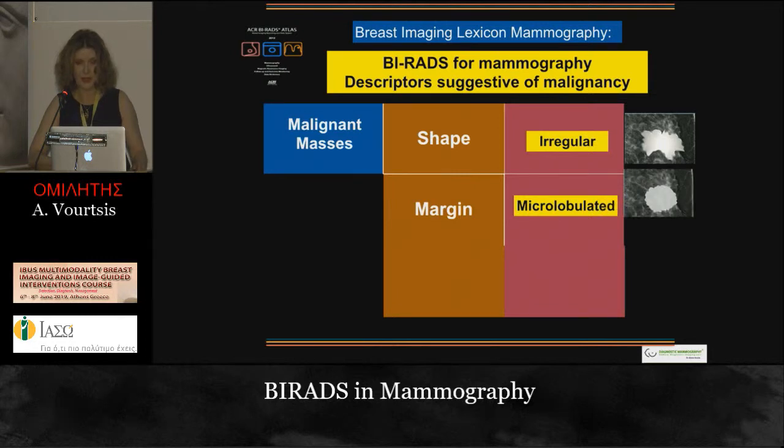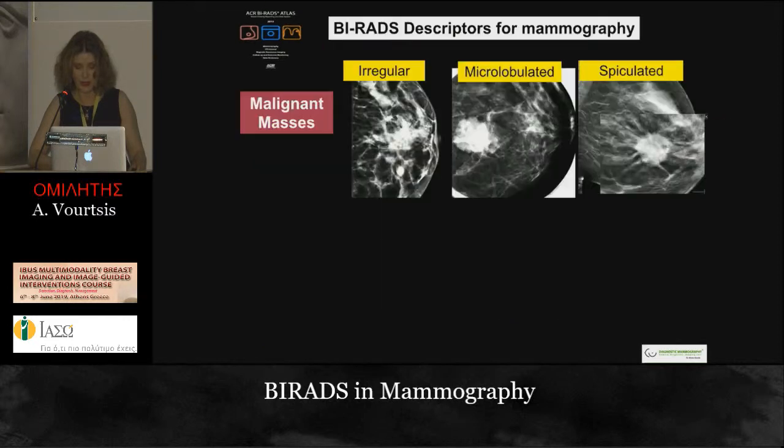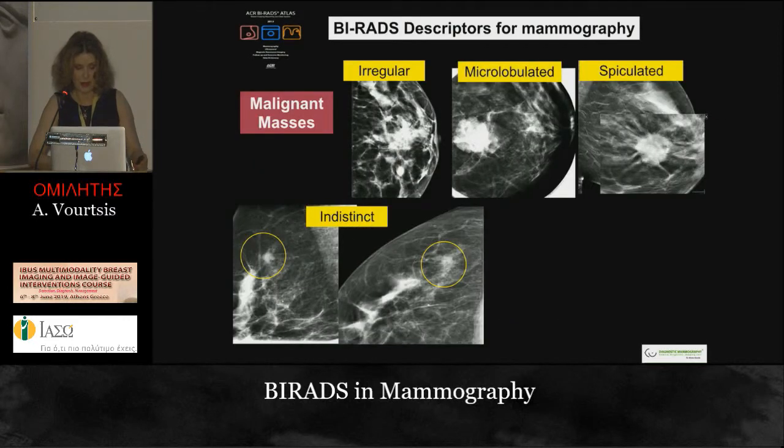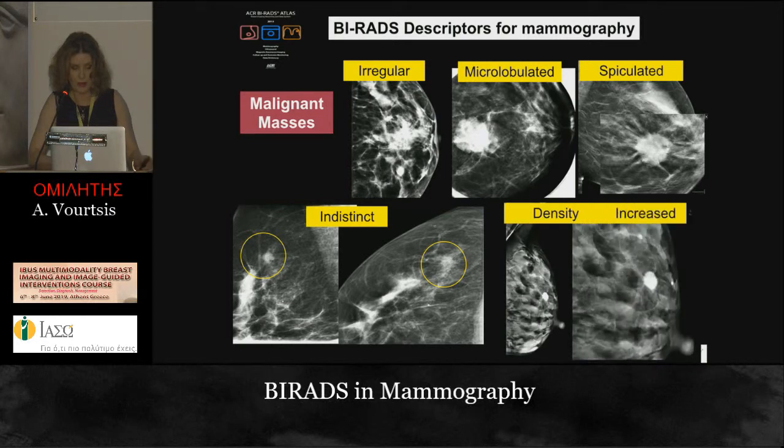Now, masses suggesting malignancy are masses that appear with irregular shape, that have microlobulated, indistinct, or spiculated margins. And these here are some examples. Irregular, you see here, let me find the laser. Irregular mass, microlobulated, spiculated, indistinct mass at the bottom, and here is an increased density mass.